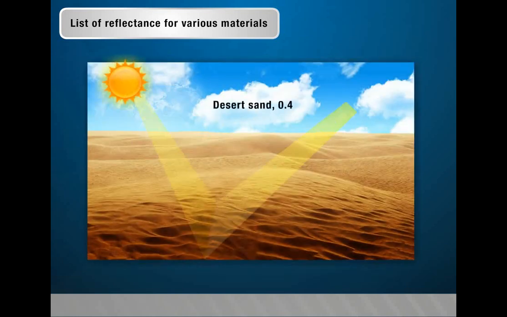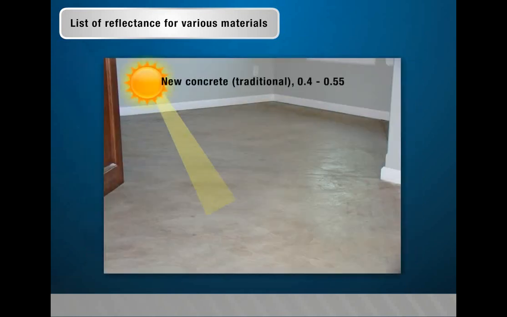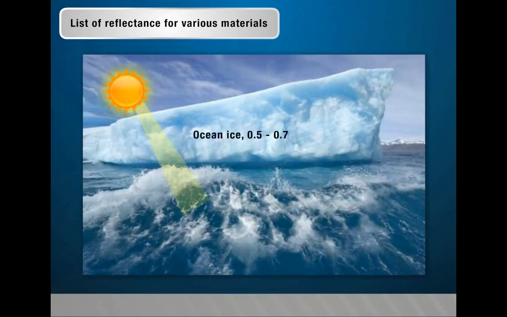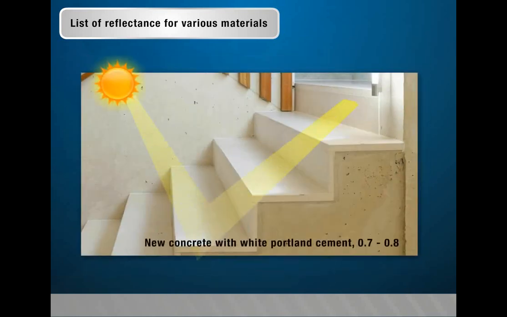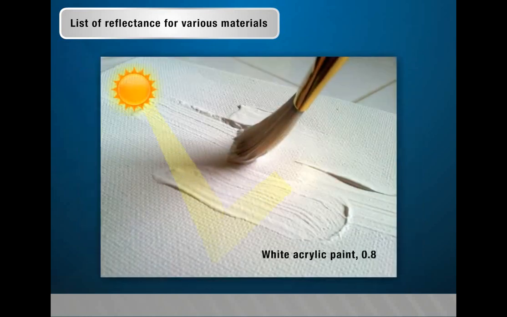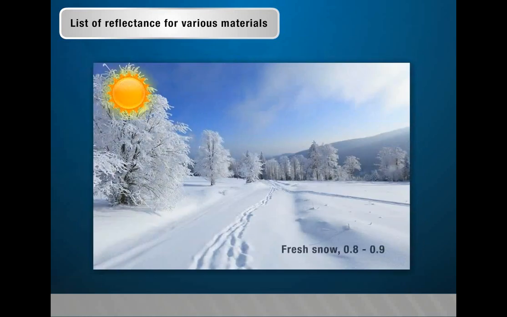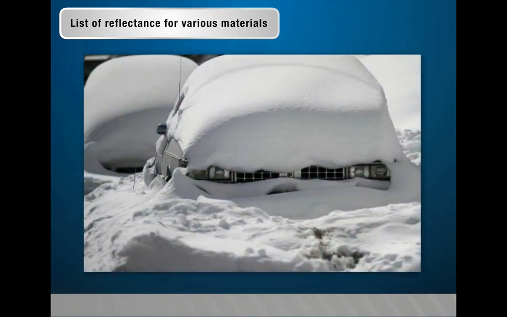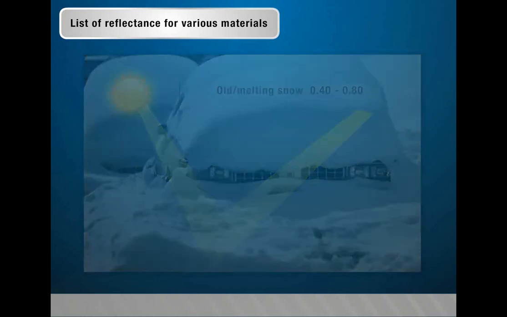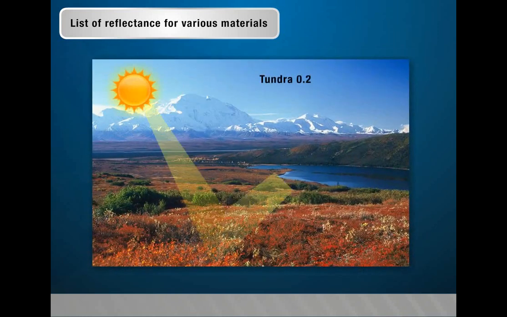Desert sand 0.4. New concrete traditional 0.4 to 0.55. Ocean ice 0.5 to 0.7. New concrete with white Portland cement 0.7 to 0.8. White acrylic paint 0.8. Fresh snow 0.8 to 0.9. Water 0.03 to 1.0. Old or melting snow 0.40 to 0.80. Tundra 0.2.